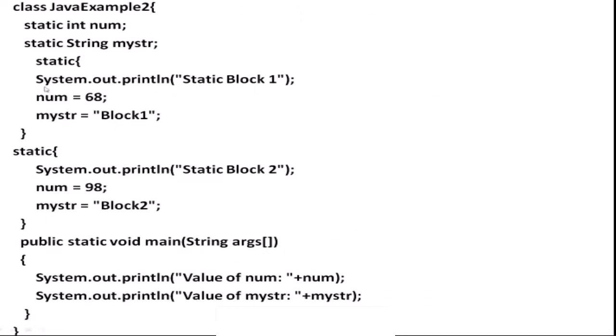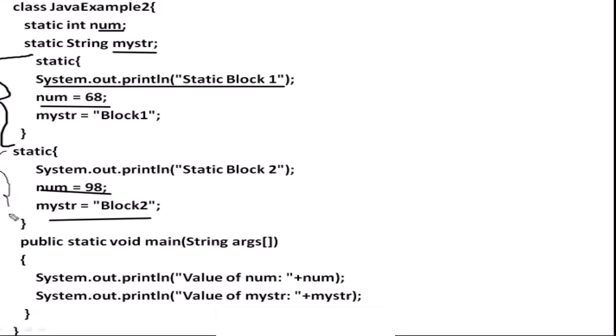Here we are having static block 1. Here we are assigning a value: the static number is declared, my str is declared. Next, number equal to 98, my str block 2. We are having two particular static blocks here. Here one static block, here another static block.